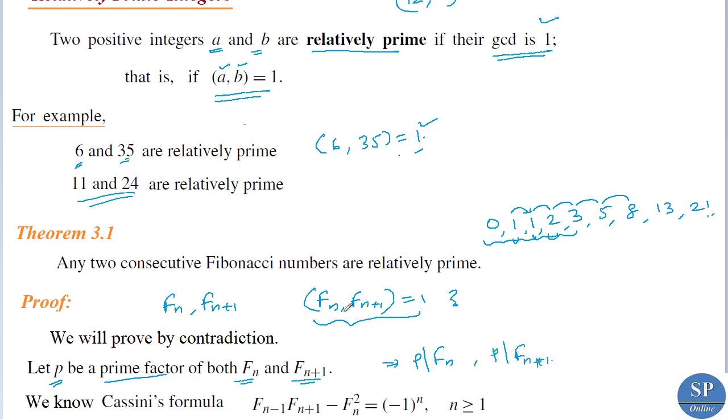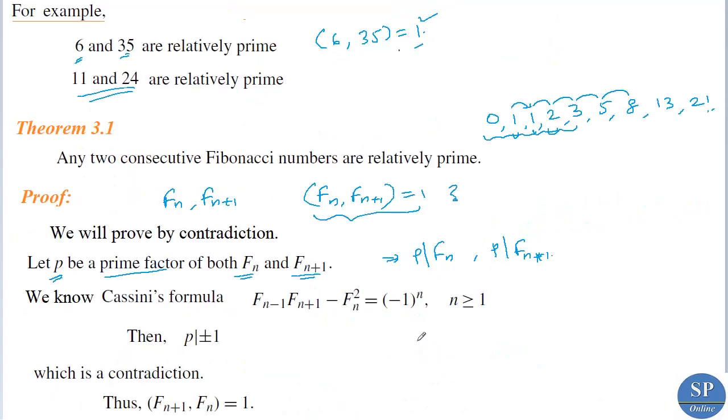We are going to prove this by contradiction, assuming there is a prime factor for both Fn and Fn plus 1. Now P divides Fn and P divides Fn plus 1. Now we have Cassini's formula, Fn minus 1 into Fn plus 1 minus Fn square is equal to minus 1 power n. Actually this is not in our syllabus. So to prove this theorem we have to use Cassini's formula. So you just note this formula.